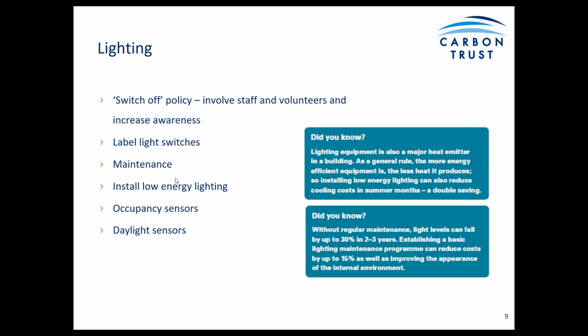As mentioned, labeling light switches is another thing that we quite commonly suggest. Light switches should be clearly labelled to help staff, volunteers, and visitors to switch on only the lights that they actually need. And lights in unoccupied areas should be switched off, but at the same time, just remember to also consider the health and safety implications of this, particularly in areas such as stairwells.